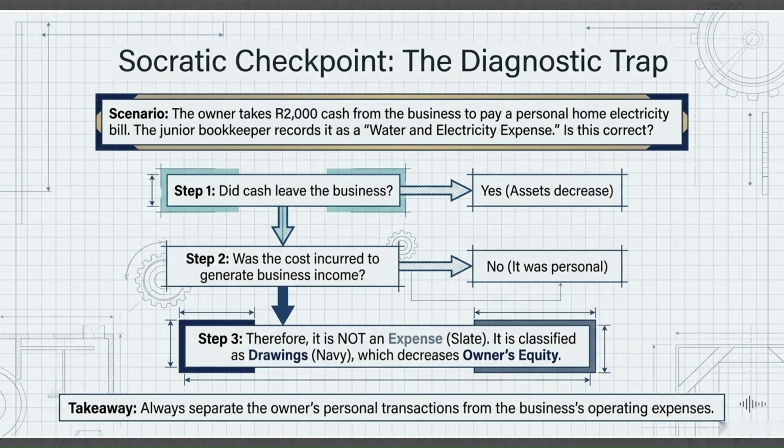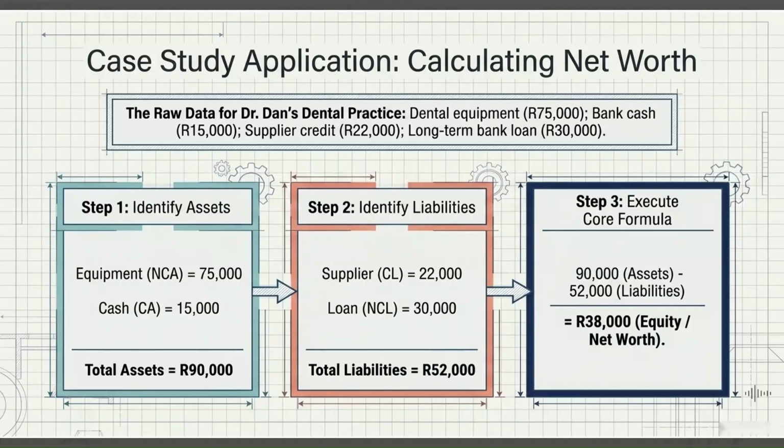The takeaway is the business entity concept in action. Always separate the owner's personal transactions from the business's operating expenses. When cash leaves the business, ask one question: did this cost help the business earn income? Or did it benefit the owner personally? Expenses or drawings? Let us put the whole unit to work on a case study.